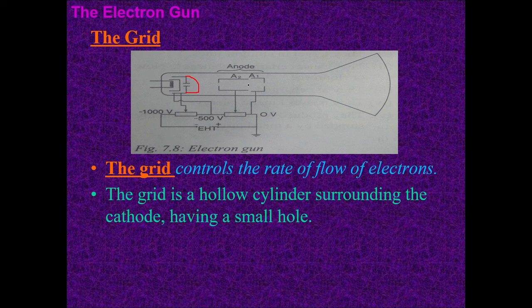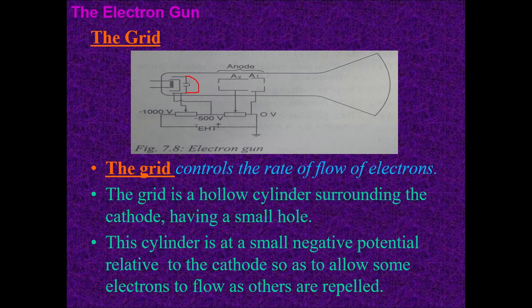So the grid is a hollow cylinder surrounding the cathode, having a small hole. You can notice that small hole. This cylinder is at a small negative potential relative to the cathode, so as to allow some electrons to flow, whereas others are repelled. We know that electrons will move in very large beams. So others will be repelled, whereas a very narrow beam will be allowed to move. And the moment it reaches the anode, we know that there shall be a divergence, but the moment it reaches it with that, there shall be a convergence. That we have explained why it happens so.